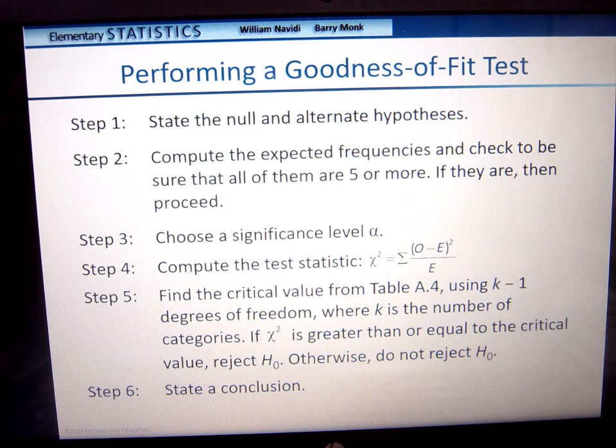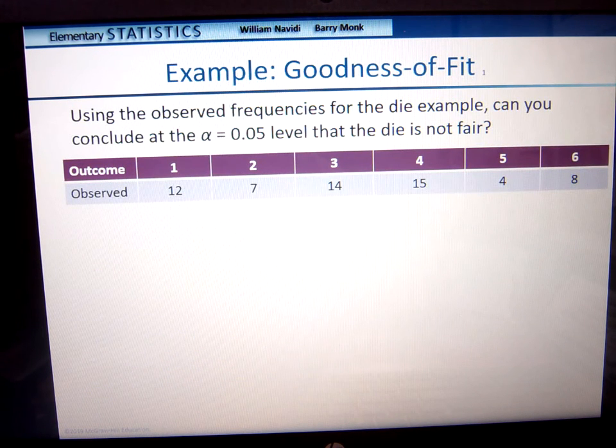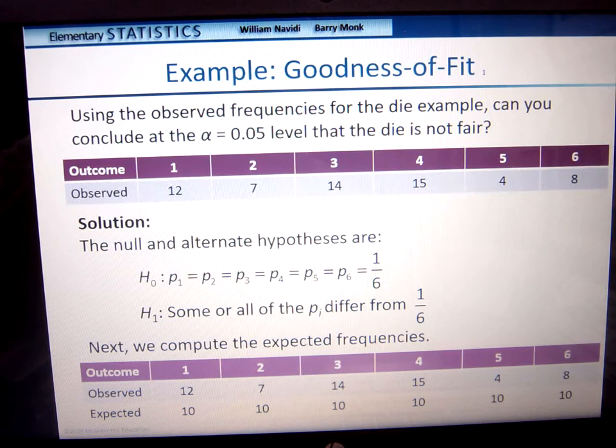So let's go through and do that. So here's our observed frequencies. The null hypothesis we know is that the probability will be equal to 1/6. The alternate hypothesis says some or all of them will differ from 1/6. So now we're going to compute the expected frequencies, which we already did. We know they're all 10.